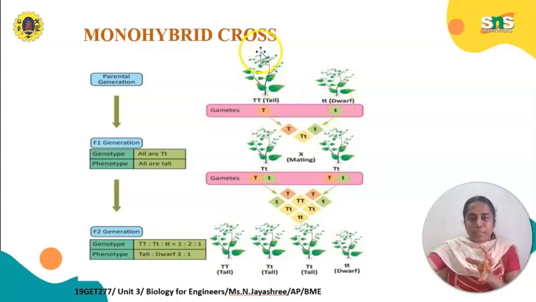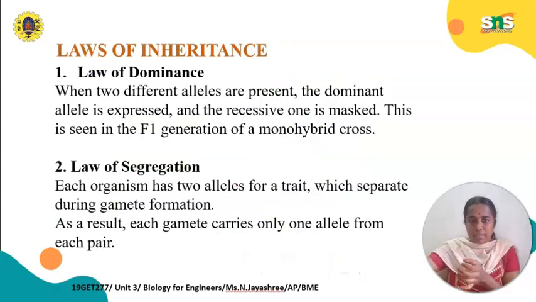When the gametes are formed, from a tall plant to a short plant, the tall will dominate. The tall plant will dominate when compared to the short plant. That is the law of dominance. When two different alleles are present, tall and short, the tall dominates the short. That is, the dominant allele is expressed and the recessive one is masked. This is seen in the F1 generation of a monohybrid cross.